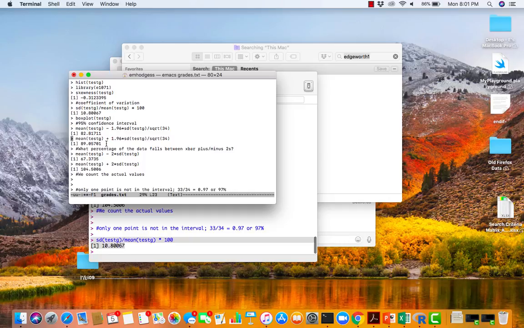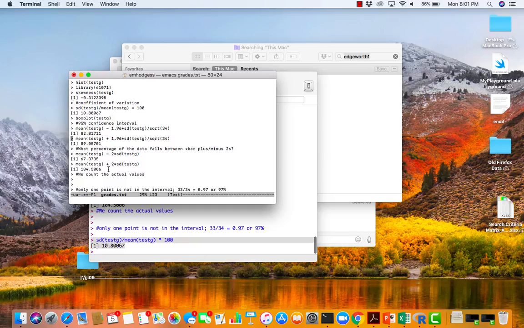And then if you think way back to the empirical rule, and you want to see what percentage of the data falls between x bar plus or minus 2 times s. So that's going to be, there's your x bar minus 2 times s. And that gives you the 67.37. Then if I look at x bar plus 2 times s, it gives me 104.5.